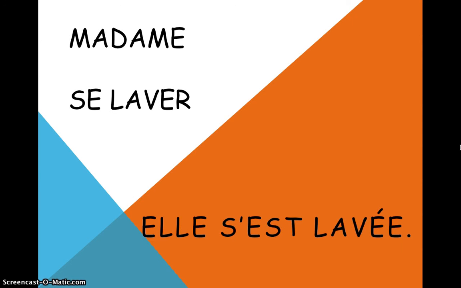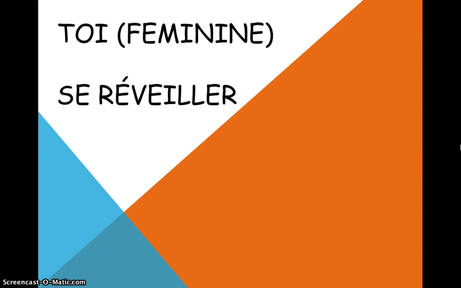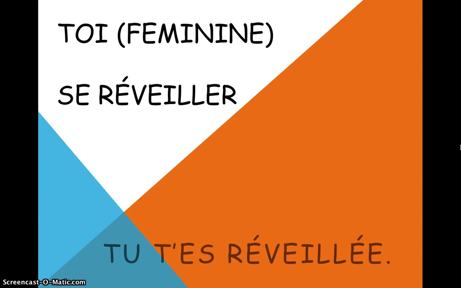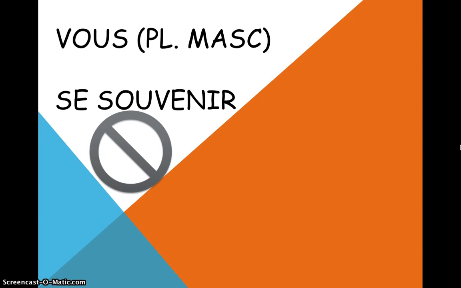And here's the answer. We have the s apostrophe because it comes before a vowel, and the extra E because the subject is elle. Here's your next one. Pause the video. And here's the answer. We have the t apostrophe because it comes before a vowel, and the extra E because we knew that tu is feminine. Number 3, pause the video but make it negative.